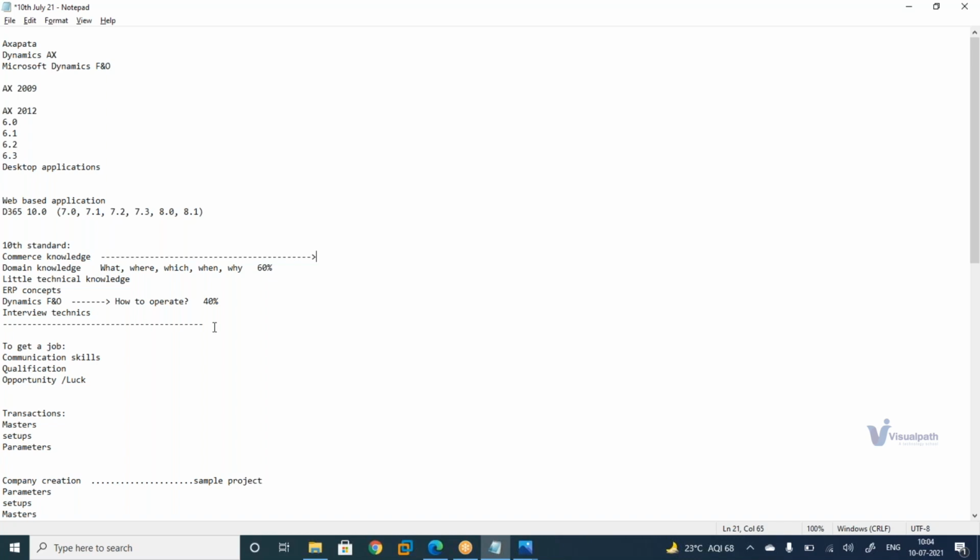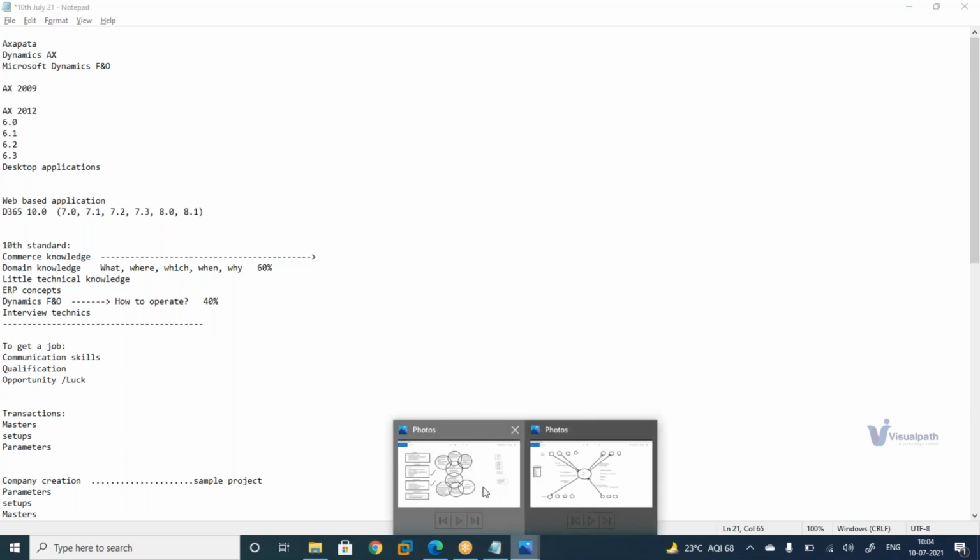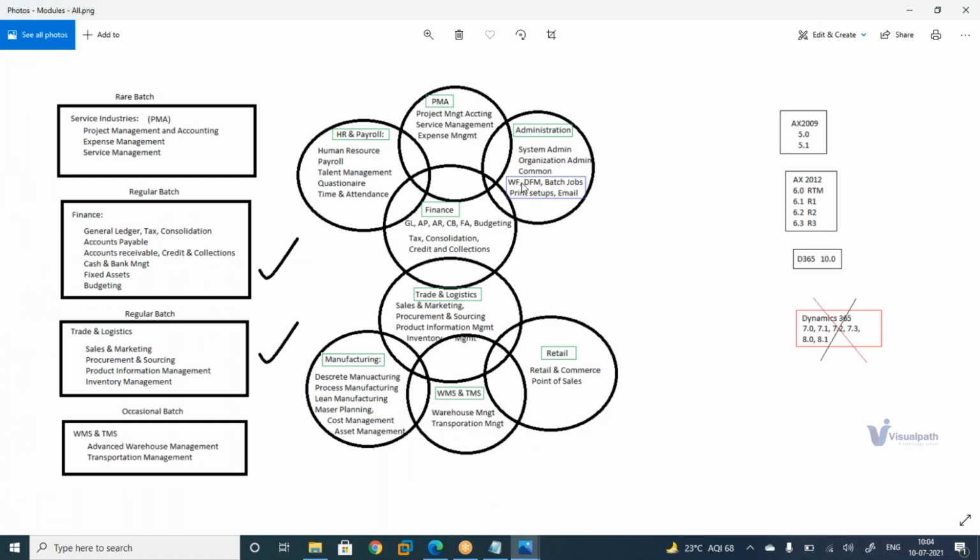Yeah, sir. So in training, will you provide some workflow also, like how workflows are set up and all that? Workflows, I'm not going to teach you completely, but I will tell you the high-level inputs. See, workflows, data like DMF, Data Management Framework.